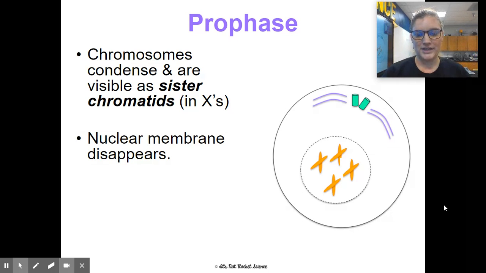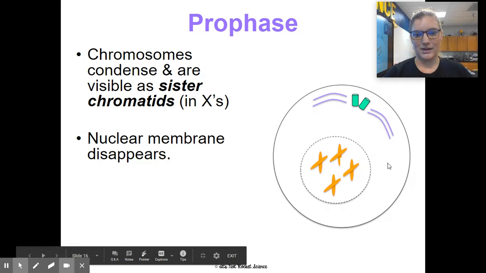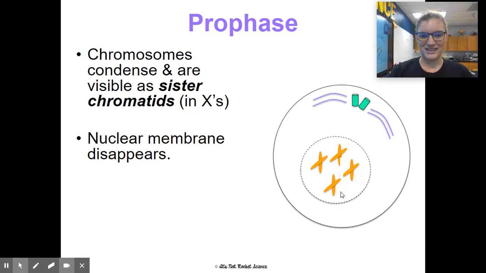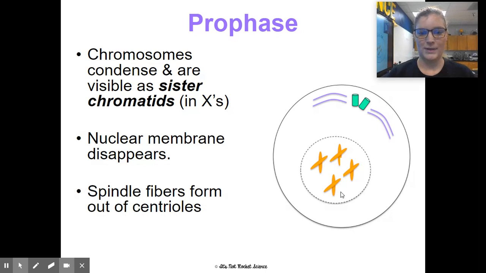Our nuclear membrane disappears, which is why we have that dotted line around our chromosomes. The nucleus's job is to protect your DNA. And right now we need your DNA accessible so that we can split into two different cells. So the nuclear membrane is going to go away on this for just a little bit.